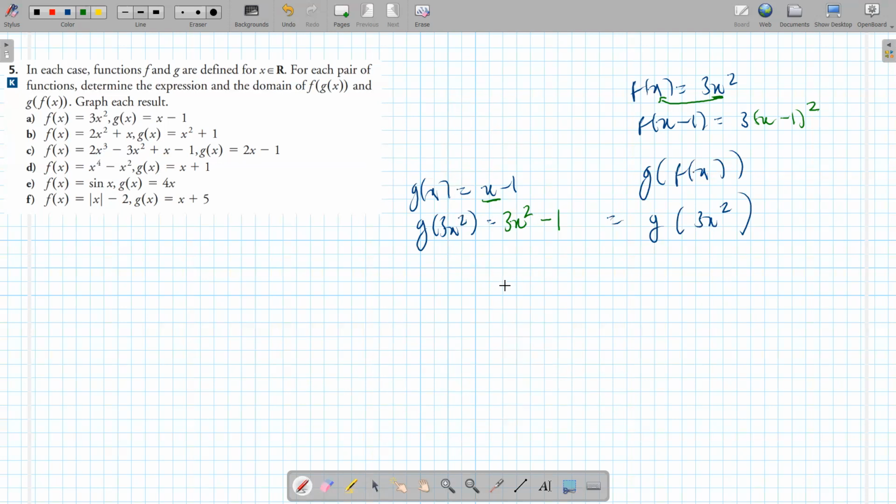The minus 1, does it move it left, right, up, or down? Down. Yes, because it's on the outside. Last time we had 3 times x minus 1 squared, something like this. This one moved it to the right, but this one's going to move it down, and it's also a polynomial, so it's going to look something like this. The domain will be x is an element of the real numbers. That's it for that one. Not too bad.